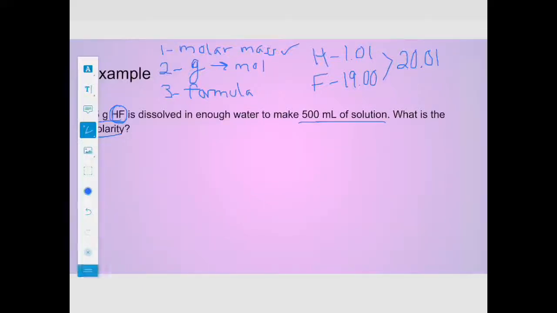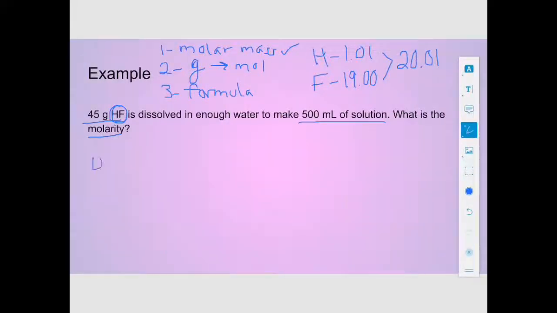The next step here is to go from grams to moles. Now we've been given 45 grams of hydrogen fluoride, and we have our molar mass over here. So now we can go ahead and convert. And the way we do that is we draw our little crosshatch thing. We put 1 mole on the top because that's what we want to get into, and grams is going to go on the bottom so that it will cancel out.